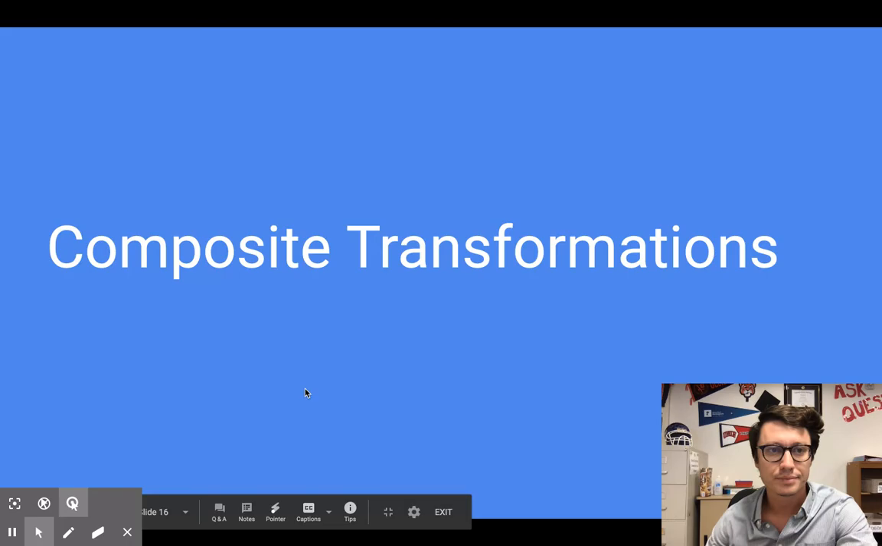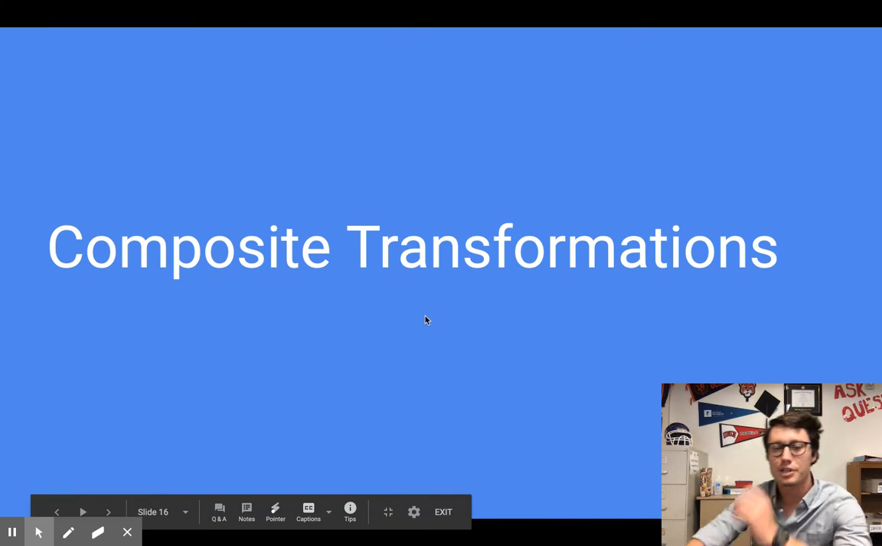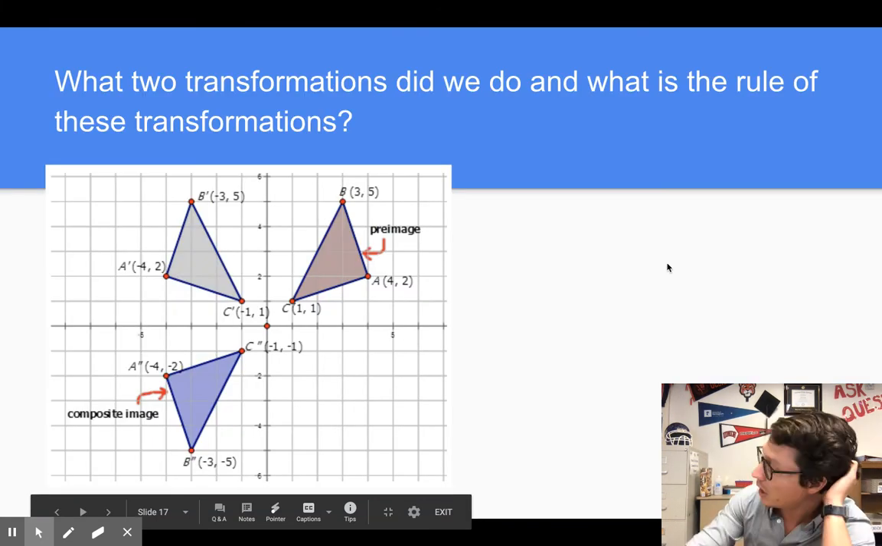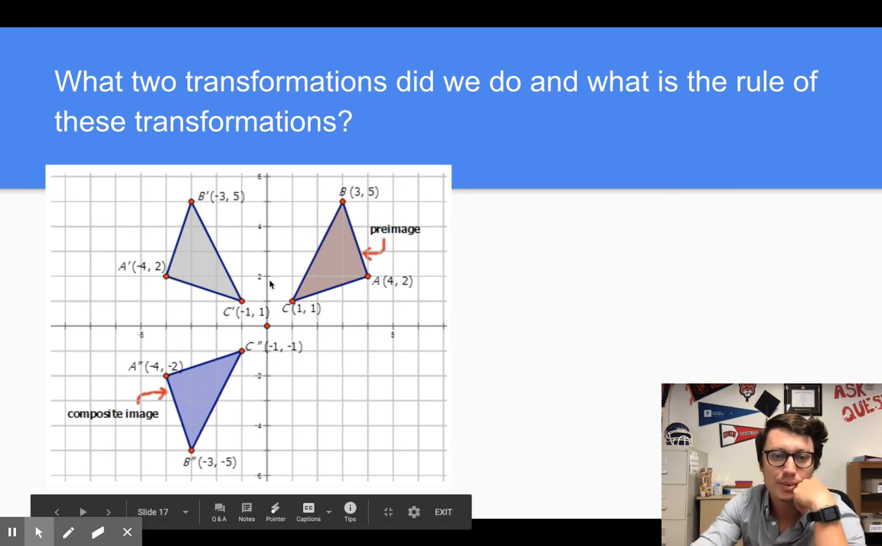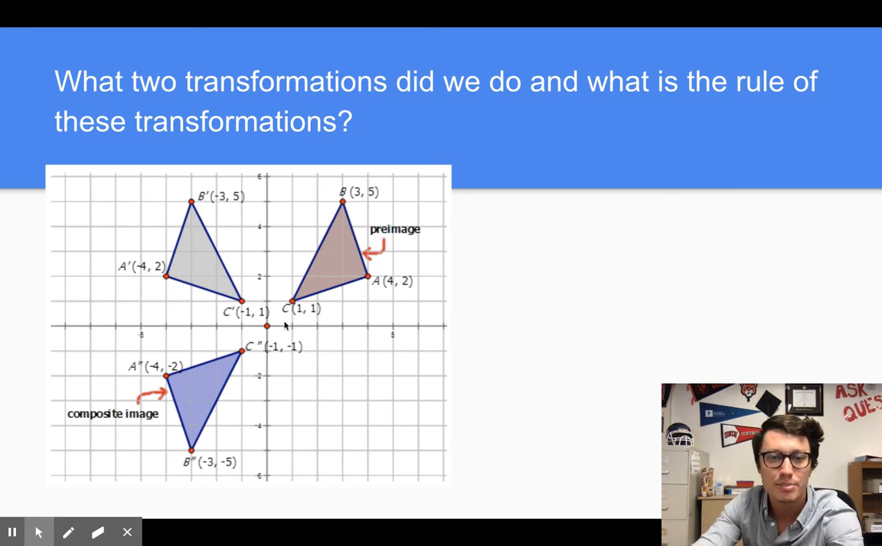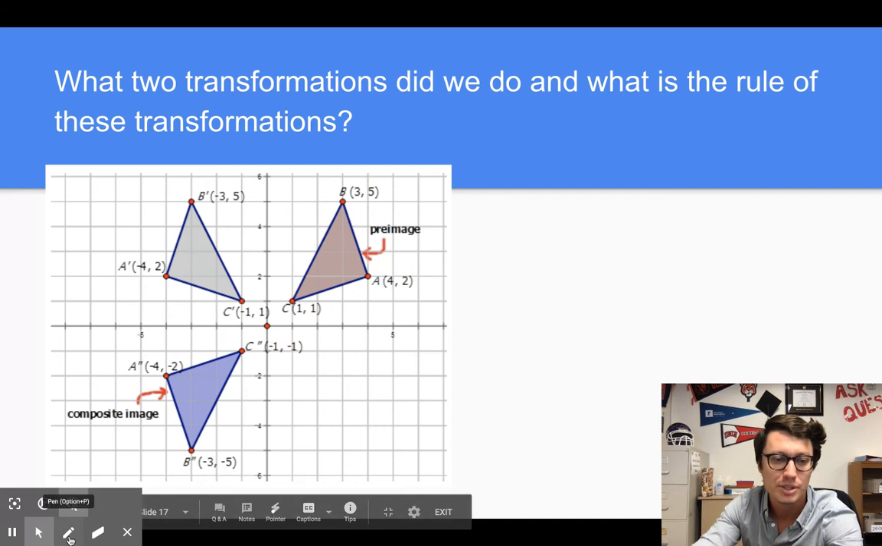Good. Okay, composite transformations. Remember, doing multiple transformations at once. What two transformations did we do, and what is the rule of these transformations? Okay, so remember, here's your pre-image, here's your first image, here's your second image. So from triangle ABC, how did we get from here to triangle A prime, B prime, C prime? Okay, notice we reflected across the y-axis.